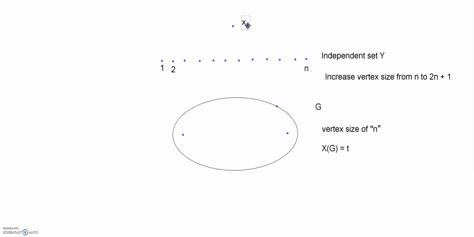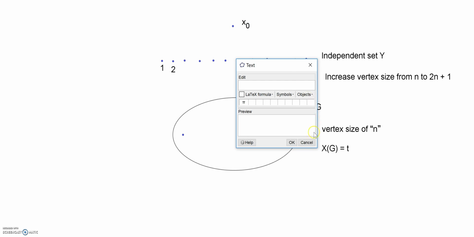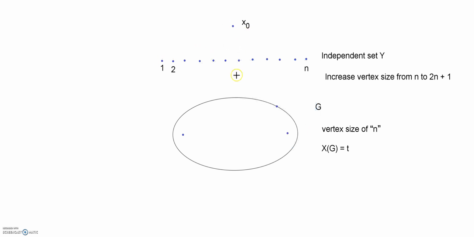What's unique about x naught is that we're going to make sure it is adjacent to every single point in the independent set Y. It's important to keep in mind that because Y is an independent set, all the vertices within the set are non-adjacent. They have no edges connecting each other. So now we are going to connect all of the vertices in the independent set Y to this additional vertex x naught. So this is beginning the construction. So all these are connected.